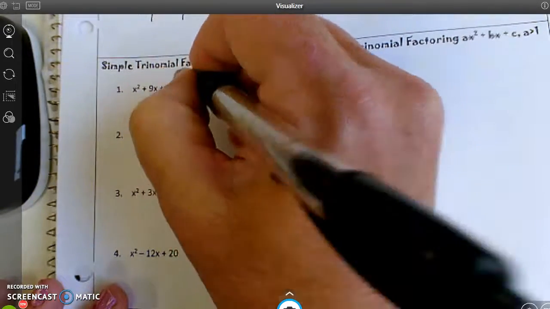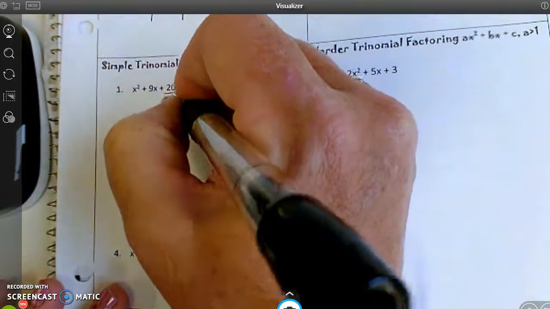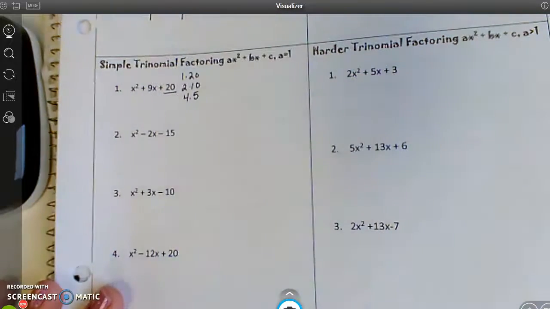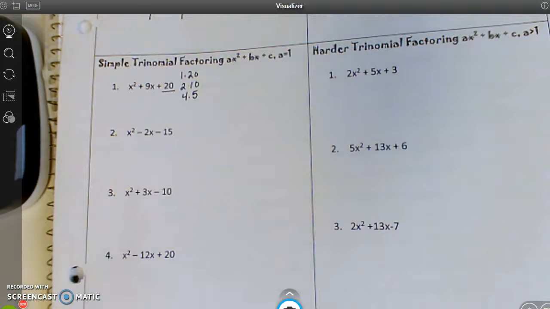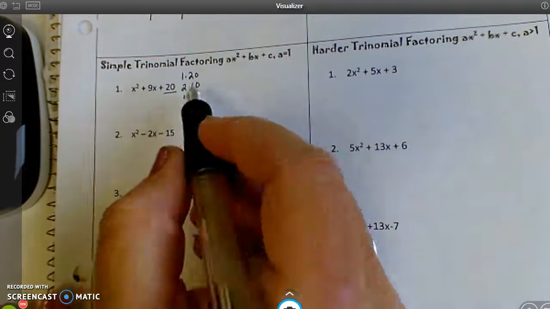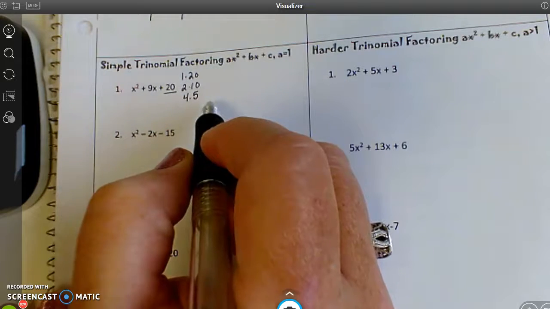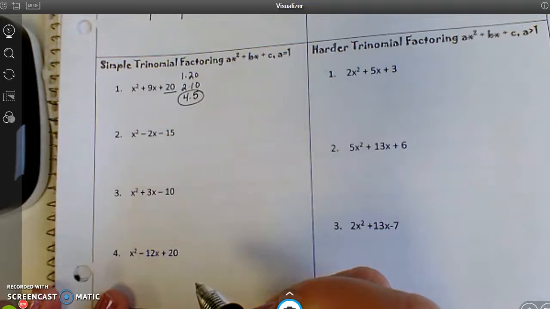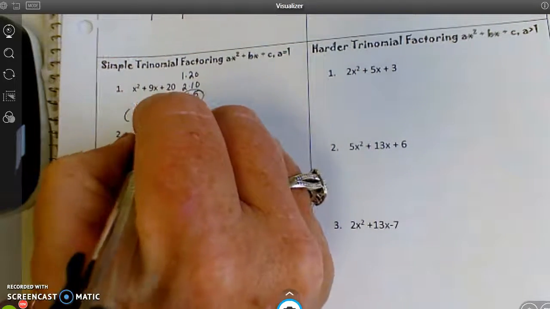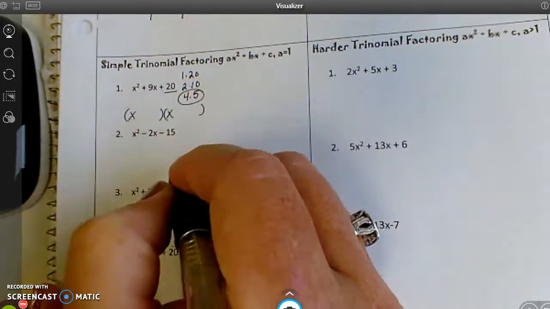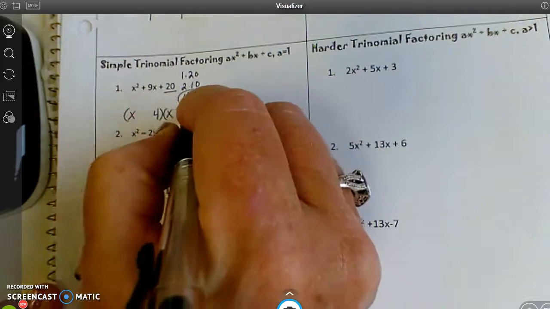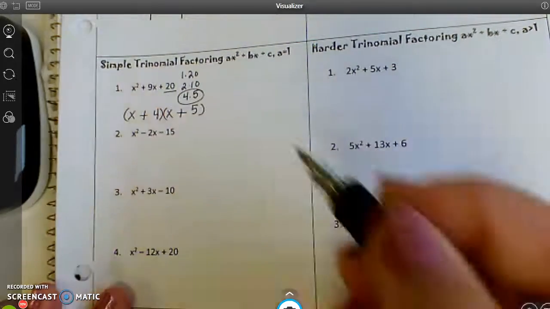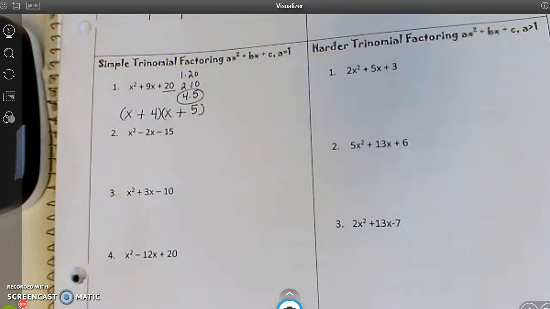There's 1 and 20. There's 2 and 10. There's 4 and 5. And you pick the two that add to give you the middle number. So you find the factors, and then you try to get 9 from those factors. So 4 and 5 works. And then you write out 2 parentheses, x and x, 4 and 5. They both need to be plus to give me the 9. You probably remember in previous classes doing stuff like that.